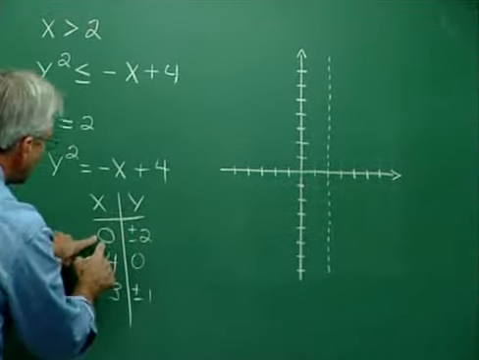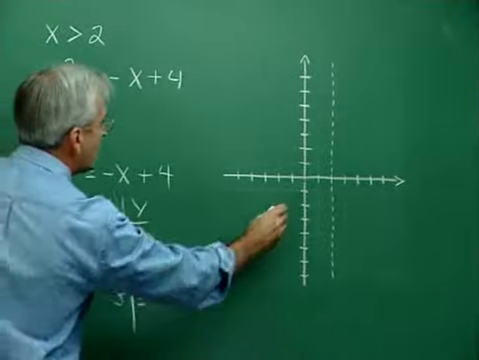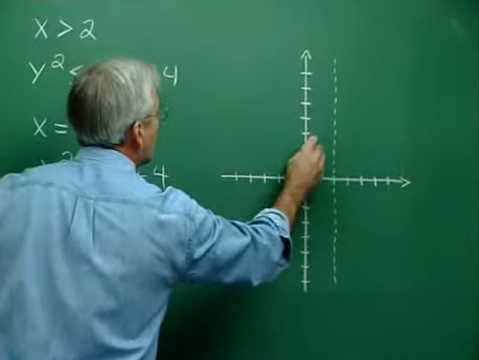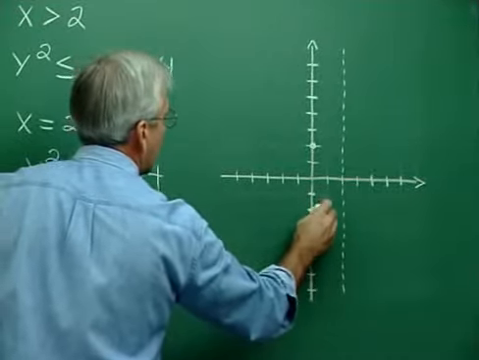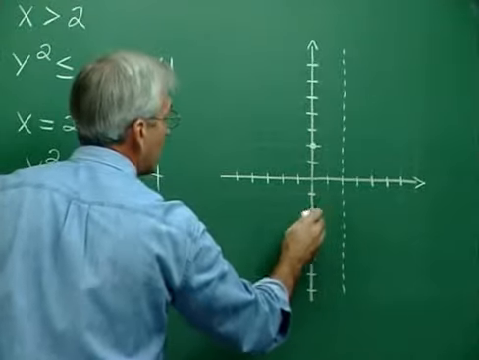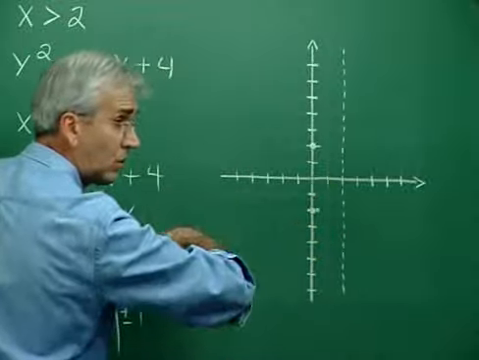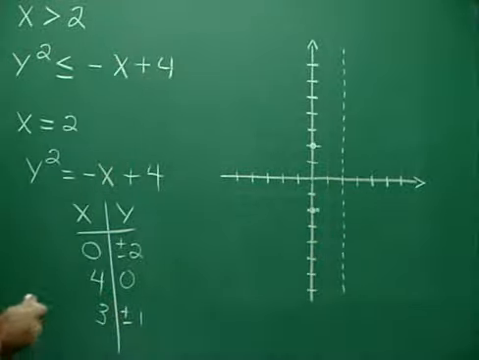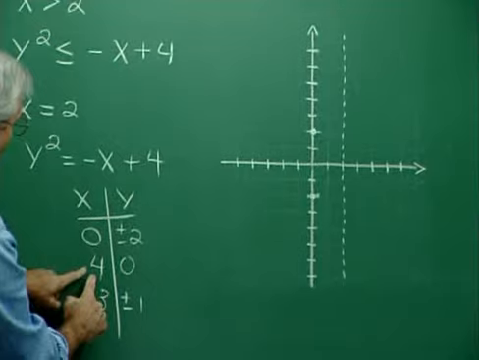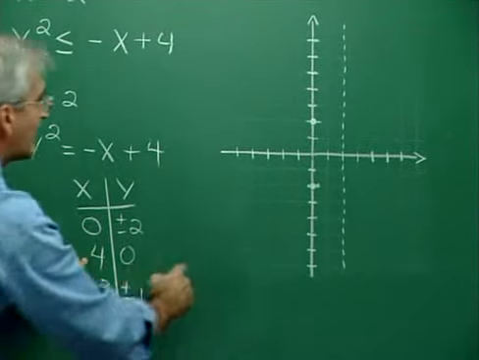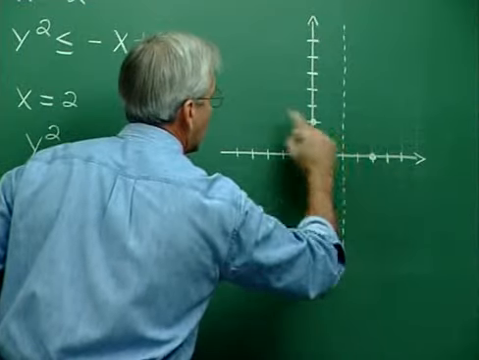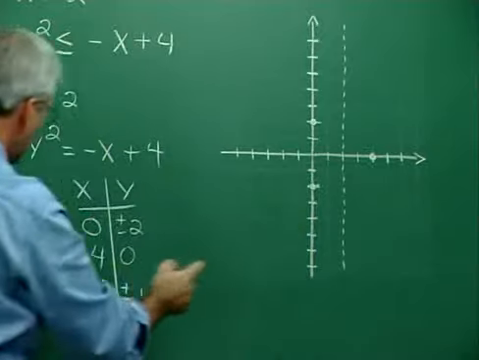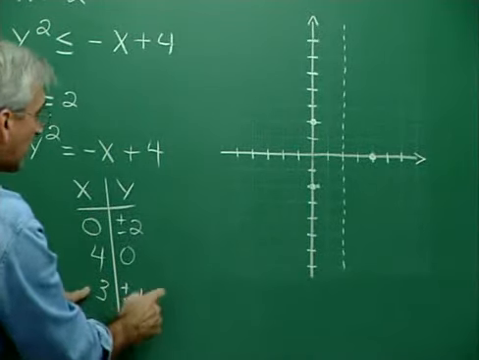Let's plot these points and see if it's enough to tell us about the nature of the graph. We have, let's see, 0 goes to plus or minus 2. Now, we probably know from experience that this is going to be a parabolic curve that opens left or right. And we're going to discover how it opens here right quick. If x is 4, y is 0. So 4, 0. So we're going this way. All right, then if x is 3, y is plus or minus 1.